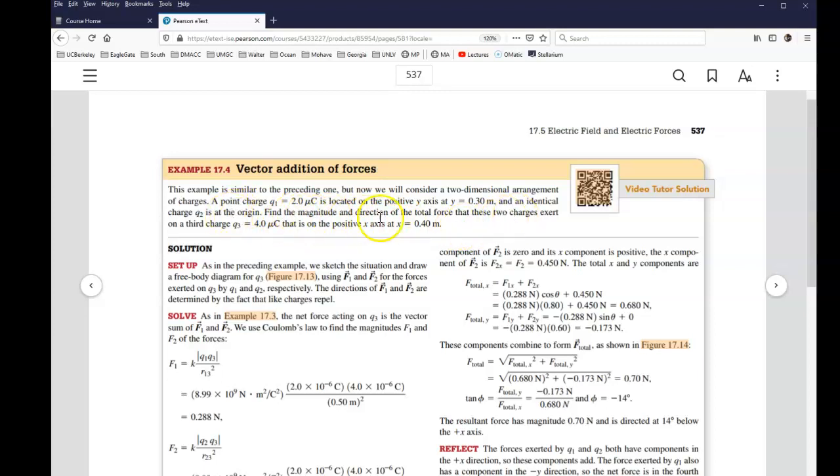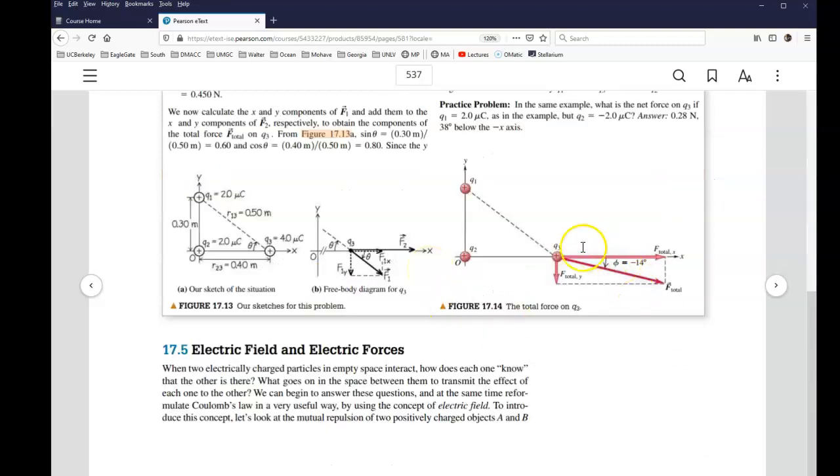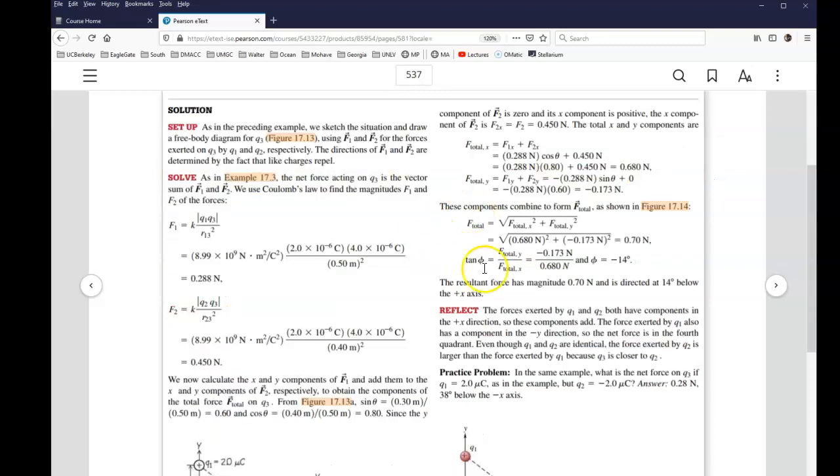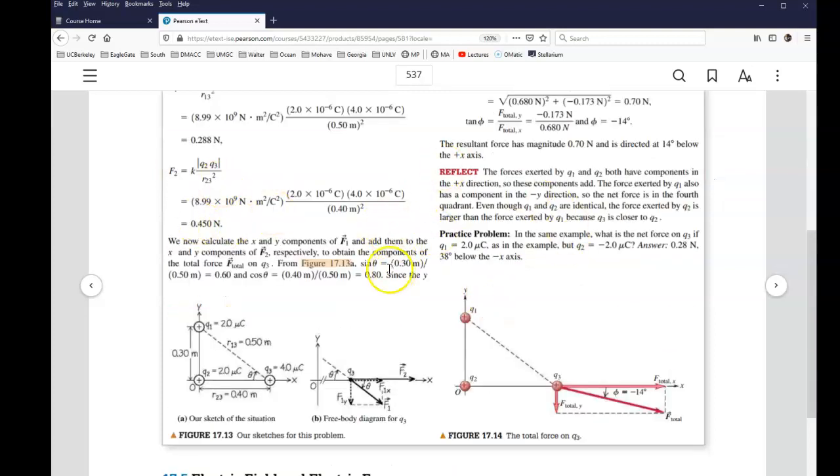Find the magnitude and direction of the total force that these two charges exert on a third charge Q3 right here, sitting on the x-axis, that is on the positive x-axis at x equal 0.4. You want to find the net force. Okay, so I'm going to do it my way. Again, you can read his solution. I'm just going to do it my way.